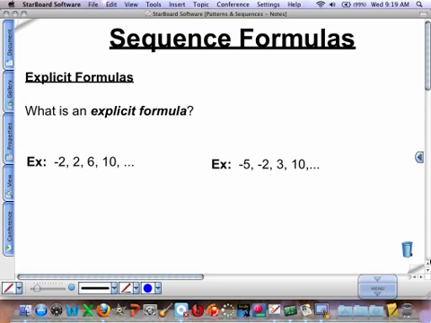Explicit formulas are very useful because they allow you to jump. And that's basically the big thing here. It allows you to jump to any term. Now this can somewhat be difficult to master. We're going to do our best.